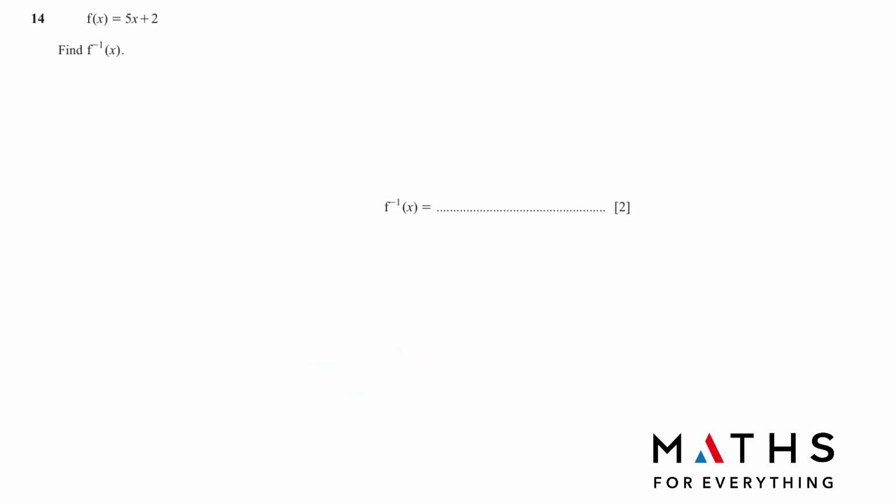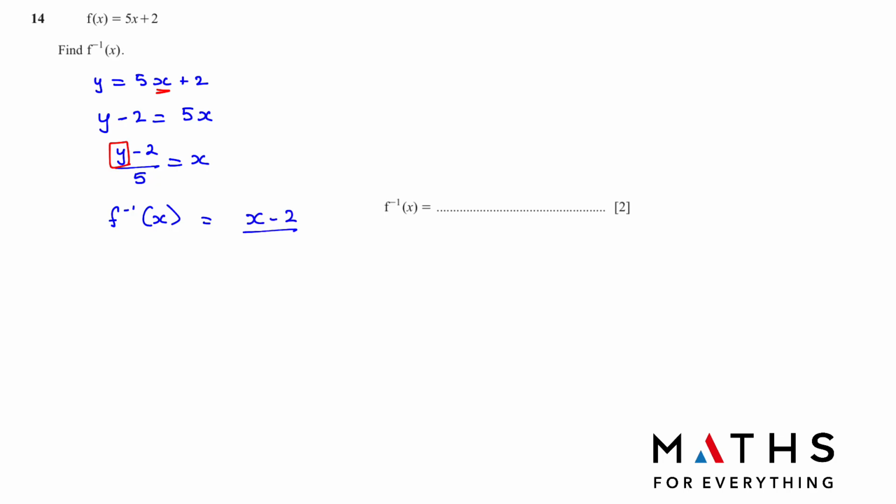In question number 14, we have to find the inverse. f of x is equal to y, and we have to make x the subject. So shift the plus 2 to the other side. Now divide y minus 2 by 5. You got x. In place of x, write f inverse x, and in place of y, substitute x. This is one way of doing it. The other way is, you can use either way.